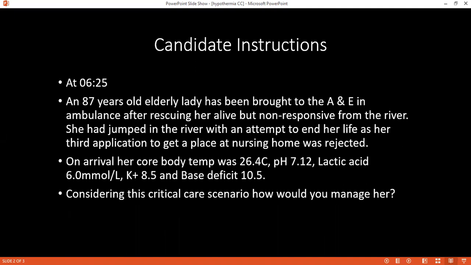According to the NICE guidelines, where would you manage this patient and who would you involve in the management of the patient? I'll manage this patient in the ITU. I'll involve the ITU registrar, the anesthetist, and I'll also involve the.